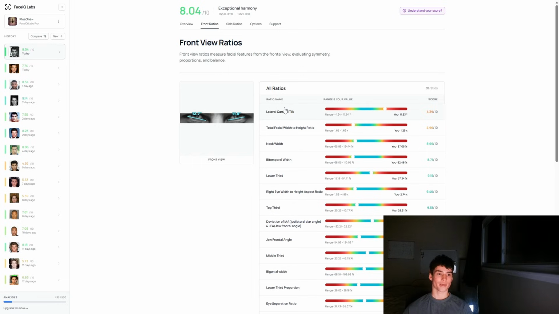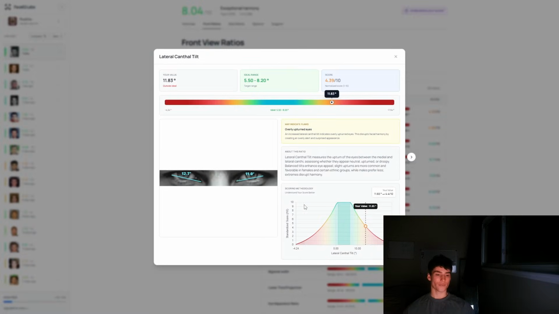And so for his harmony, right, he actually went over the chart. You want to stay in between, right? That would be about 5 degrees to 8.4 degrees.